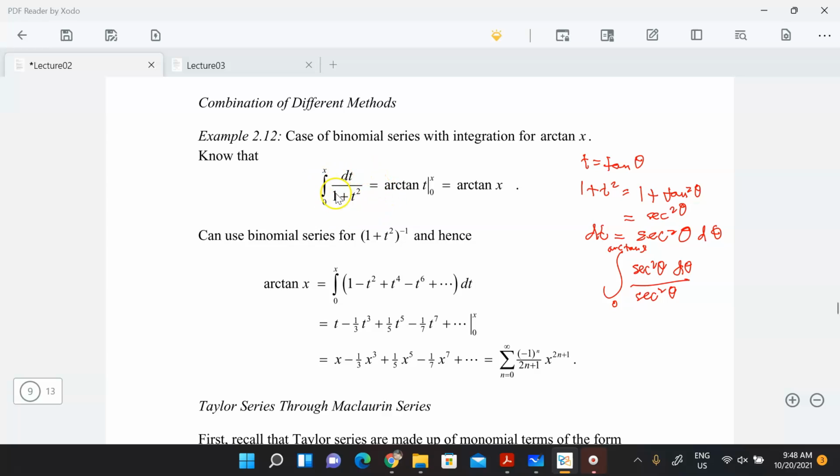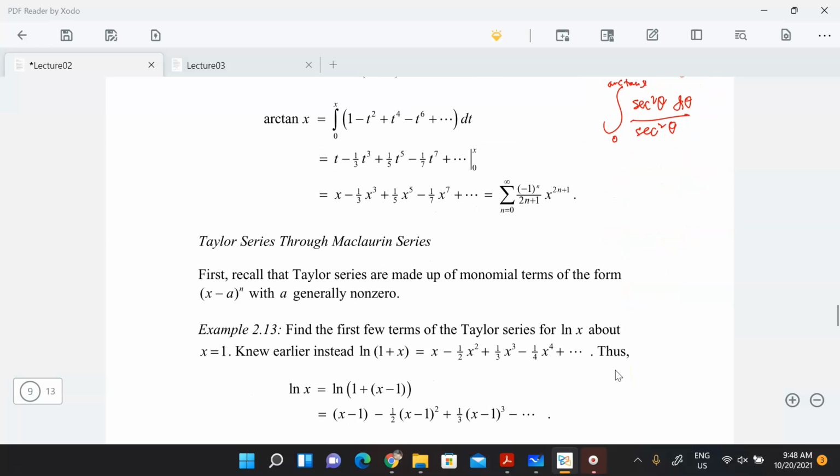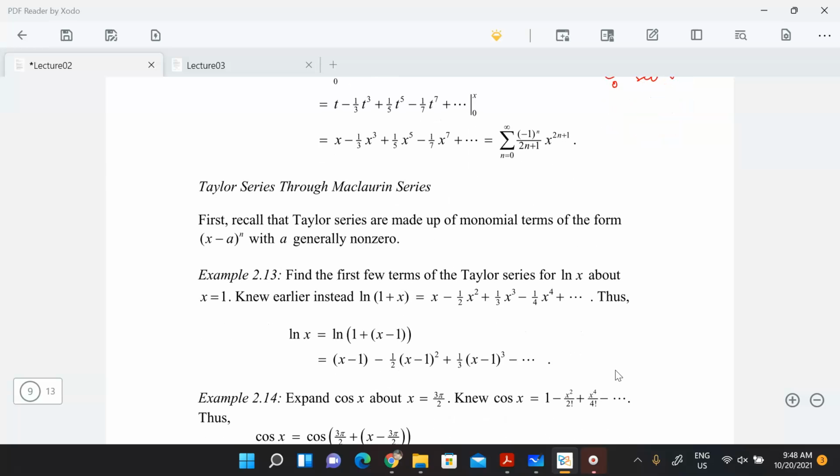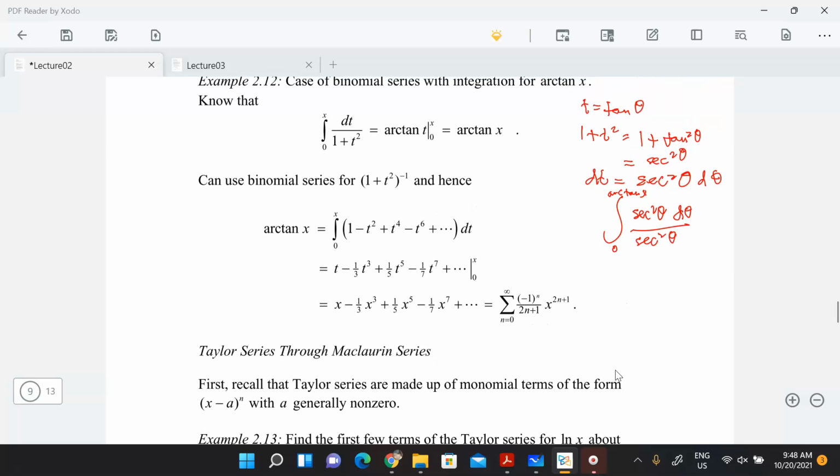And I know how to do power series for that. So it will become that. And then now I can just simply integrate each of the terms. And then I will get my power series for arctan x. Okay. So these are techniques you should know. This one is integration. Of course, the other one is to do differentiation, but differentiation is much easier.